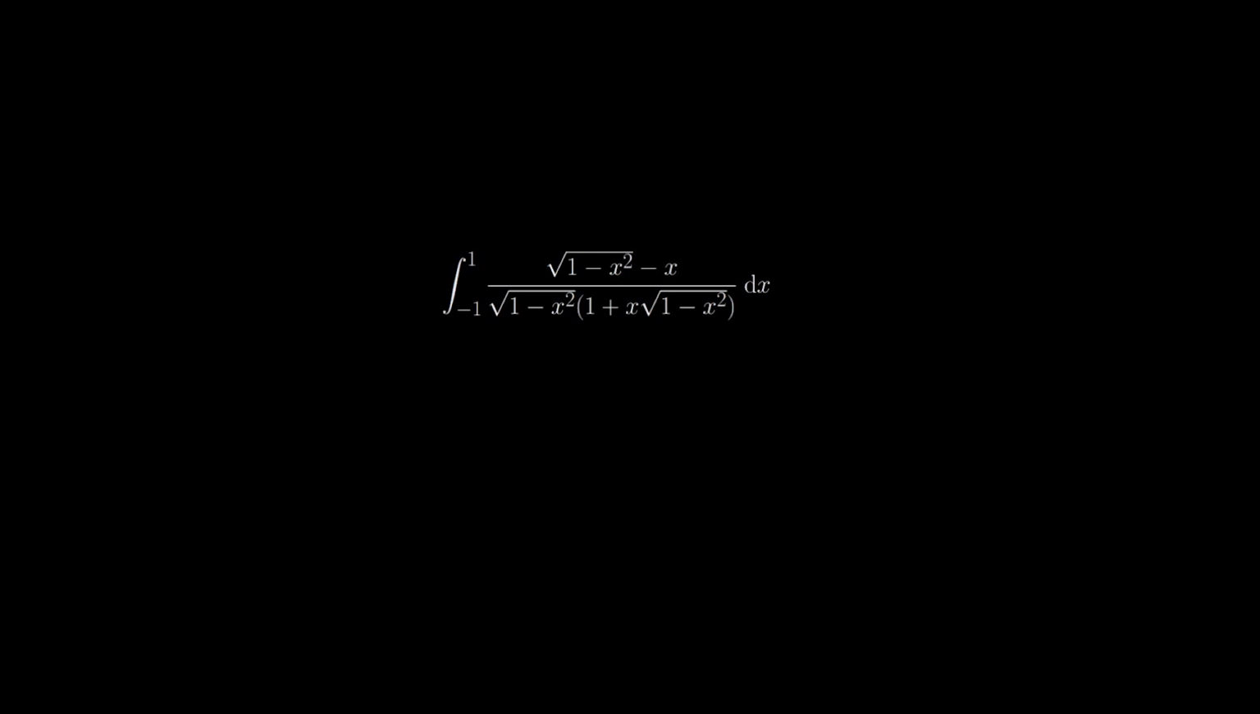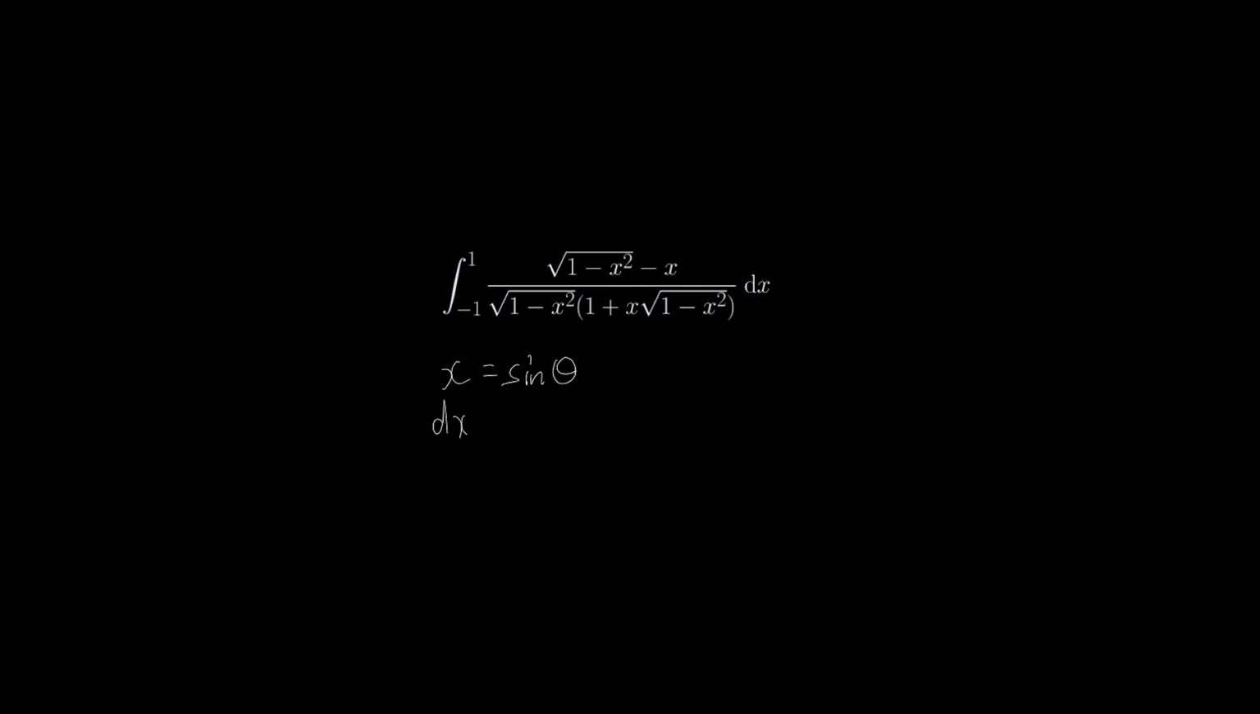Today we're going to look at this pretty interesting looking problem. The integral between -1 and 1 of (root(1 minus x squared) minus x) over ((1 plus x) root(1 minus x squared)). So the first thing you'd probably think of when you see this is that some sort of trig substitution might be a good idea. So go ahead and start, say x equals sine theta.